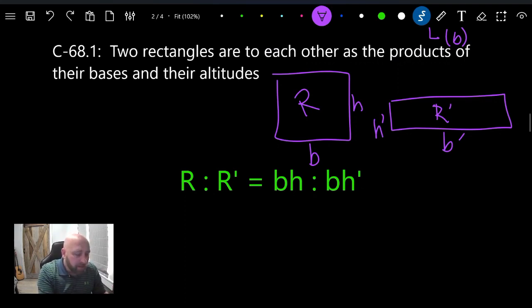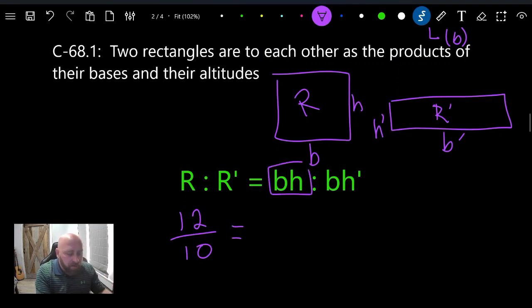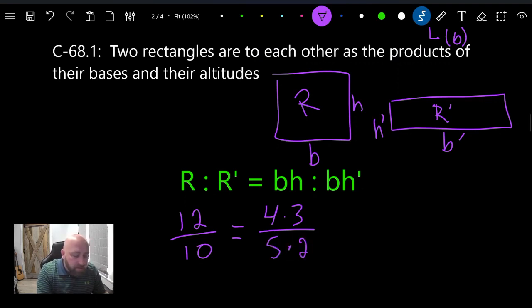Let's say that the area of the first one is 12 and the area of the second one is 10. So the base and the height in this case are going to equal 12 when multiplied together. So it's going to be proportional because it's just kind of breaking it down. This is almost like factoring the area out. So let's say that the base is 4 and the height is 3 in this case. That gives us our 12. We'll say that the base is 5 and the height is 2.